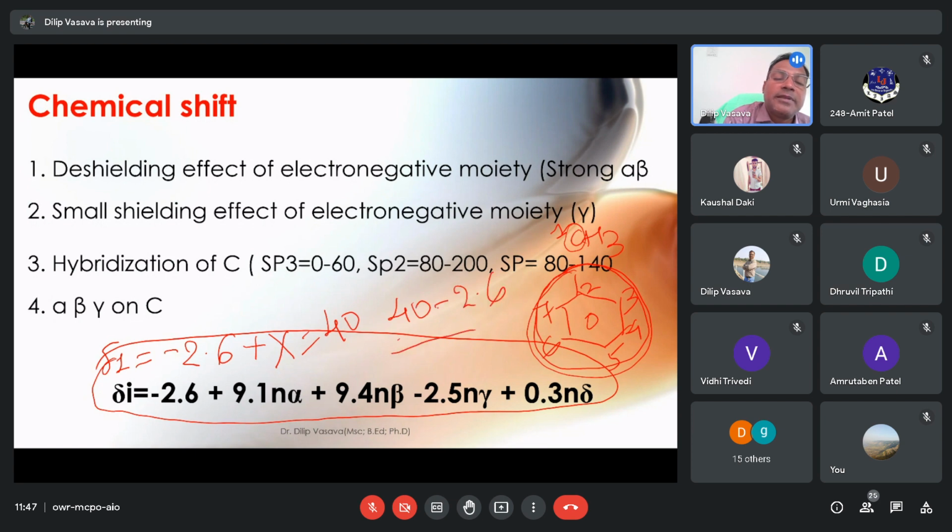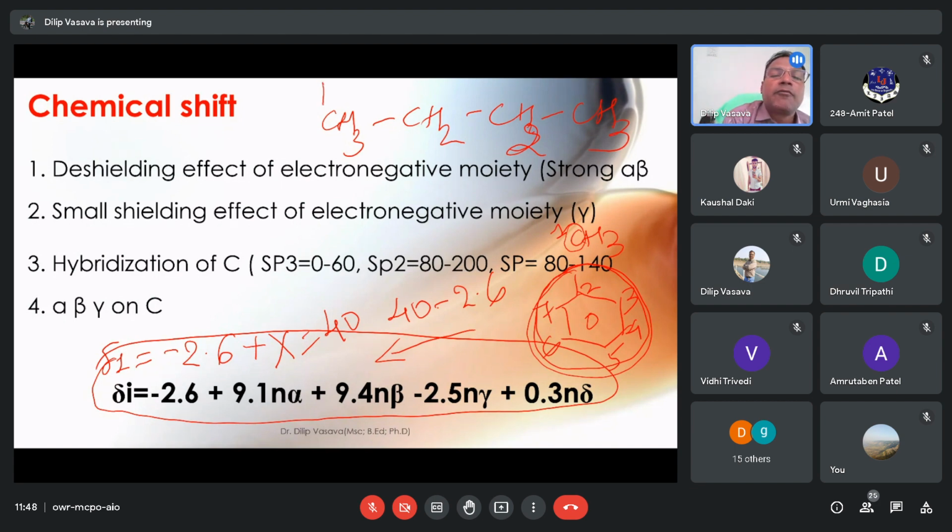So that will be the value of delta 1. Now this is another example I can take: CH2, CH3, sorry, CH2 and CH3. This is one of the very simple examples.